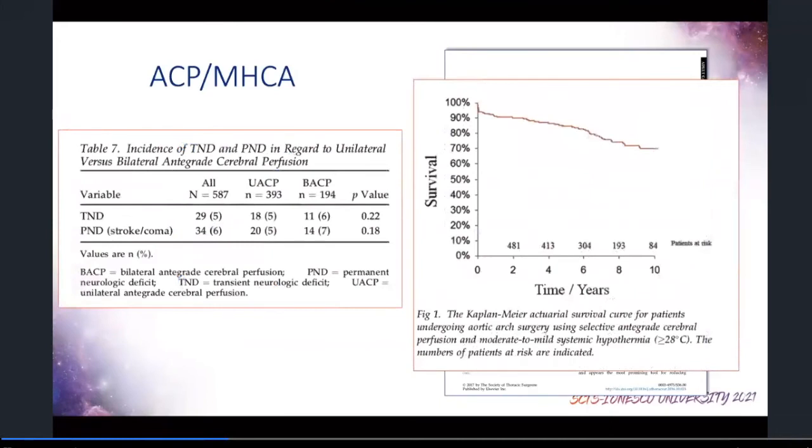The incidence of TND and permanent stroke did not differ whether you had unilateral or bilateral ACP. And if you look at the overall survival curve, survival was about 70% at 10 years.